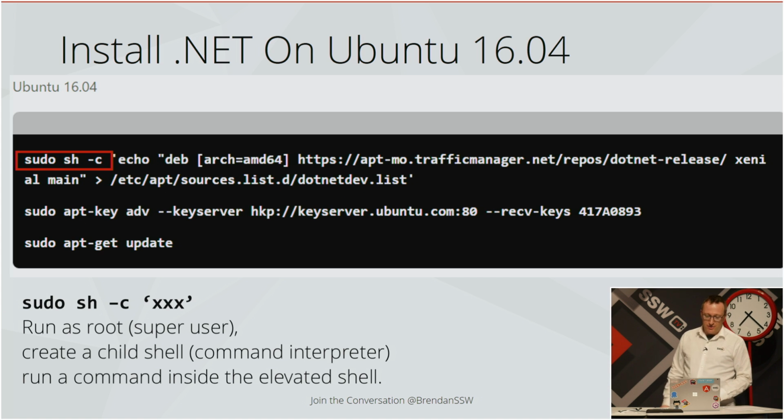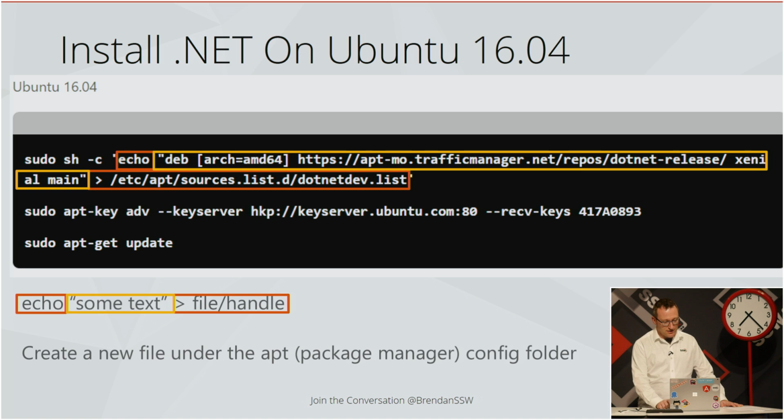First line, sudo sh -c. That's sudo, you've seen that, run as super user. We're running a child shell as the super user. The reason we're running a child shell is because sudo can run one command and one command only. If you want to run more than one command, you create a kind of child shell and put that command inside it. So we've done a privilege escalation. Inside that privilege escalation, we're doing an echo. Echo is send some stuff to an output stream. We're doing an echo, some text, redirect to a file handle.